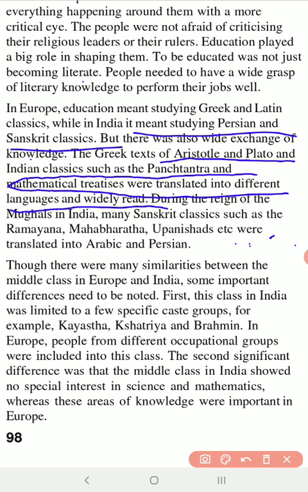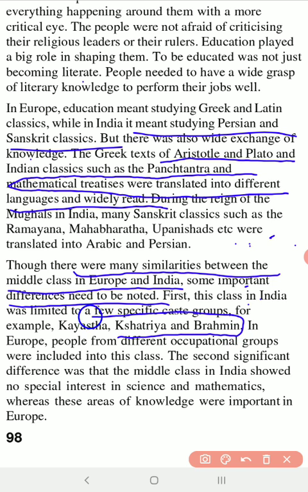Okay, though there were many similarities between the middle class in Europe and India, some important differences need to be noted. In India, in the middle class, we usually find people of these castes: Vaishya, Kshatriya, and Brahmin. Only these people made the middle class. Whereas in Europe, it's not based on caste. They don't have any caste system. The middle class in Europe is based on their qualification, their education, right?